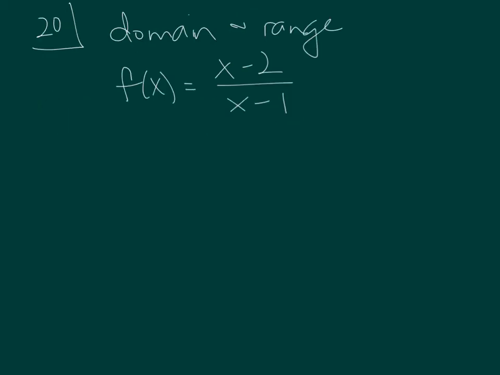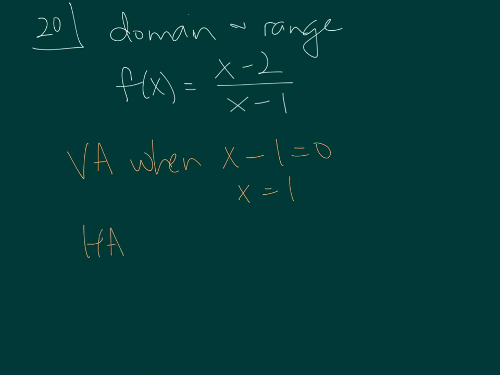Number 20, state the domain and range for this function. The domain is impacted by the bottom. This is going to give an asymptote at x equals 1. The range would be impacted if there's any horizontal asymptotes. Let's do the vertical asymptote first. So the vertical asymptote happens when the denominator equals 0, so then x equals 1.